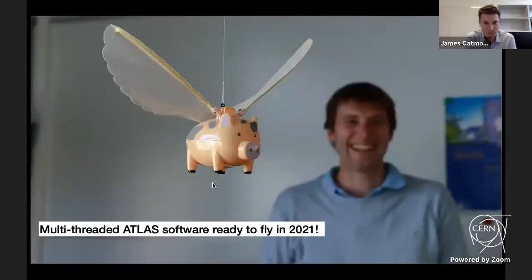We even had a joke about this in ATLAS, because my predecessor as computing coordinator put this flying pig on the ceiling of our office at CERN and said that once the software was able to run multi-threaded, we would switch this pig on and it would fly around the office. And I'm very happy to say that because of the work of hundreds of people, the multi-threaded ATLAS software is now ready to fly in 2021, and the wings of this pig are already twitching. So this is very good news, and we're very happy that we've been able to get to this position.